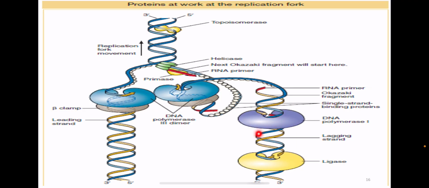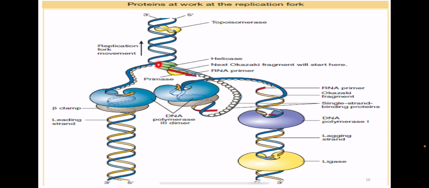Okay, so let's see what we can identify over here. We can see topoisomerase. In this case, this is preventing supercoiling. And we can see a helicase. This helicase is what is unwinding the DNA strands into single strands. So the function of a helicase is to unwind a double-stranded molecule into single strands.